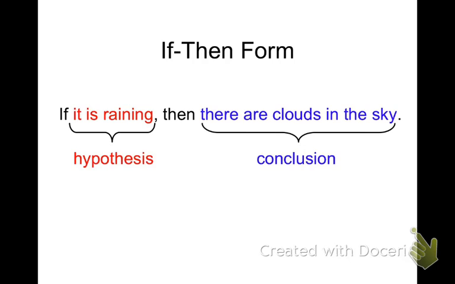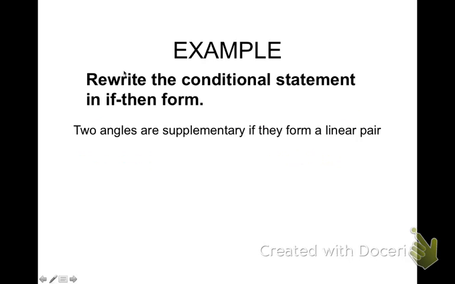Hypothesis, conclusion. So, if I give you a statement that's not in if-then form, can you put it in if-then form? Yeah. So here's our statement. Two angles are supplementary if they form a linear pair. What do you think, Nate? If two angles are supplementary, then they form a linear pair. That would work. Now let's quickly think. Think for a second because I'm going to flip it. Is that necessarily true? Are all supplementary angles a linear pair?